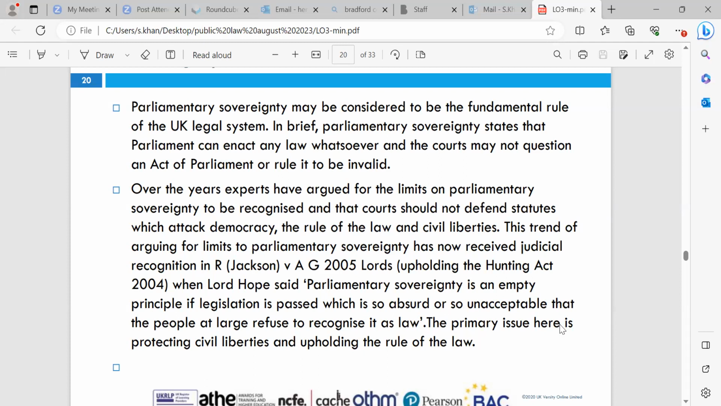Over the years, experts have argued for the limits of parliamentary sovereignty to be recognised, and that courts should not defend statutes which act against democracy, the rule of law and civil liberties. This trend has now received judicial recognition in the case of R (Jackson) v Attorney General 2005, where the Lords upheld the Hunting Act 2004, when Lord Hope said parliamentary sovereignty is an empty principle if legislation is passed which is so absurd or so unacceptable that people at large refuse to recognise it as law. The primary issue here is protecting civil liberties and upholding the rule of law.